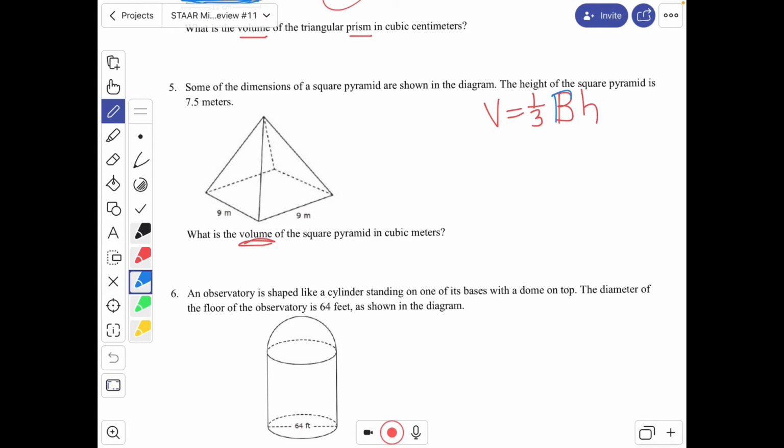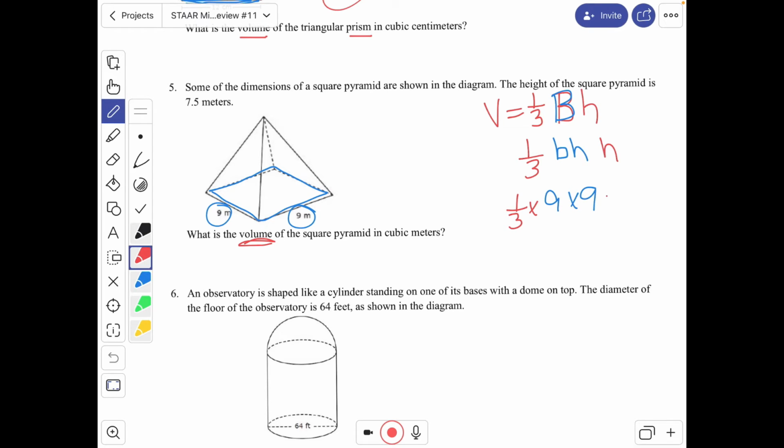And there's that capital letter B again, so we need to fill in the formula for the base. This base is shaped like a square, so the formula for a square is base times height. But we're still going to multiply times 1/3, and we're still going to multiply times the height of the pyramid. Now we can plug in our numbers. So 1/3 times the base is 9 times 9.